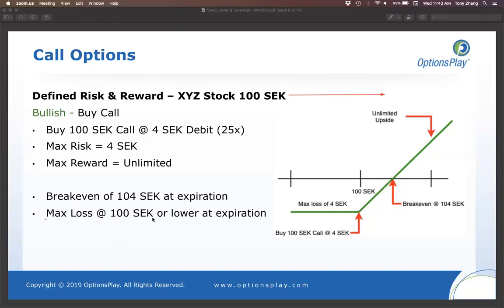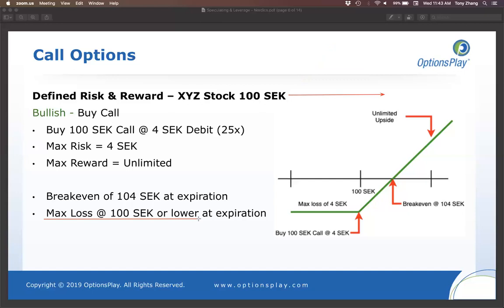You will have a max loss at 100 crowns or lower at expiration, because you paid 4 crowns for that call option. If the stock doesn't move any higher, you actually lose 4 crowns. And that's also tough to swallow, right? Saying that I think it's going to go up, but it doesn't go up, but it also doesn't go down, and you still lose money.